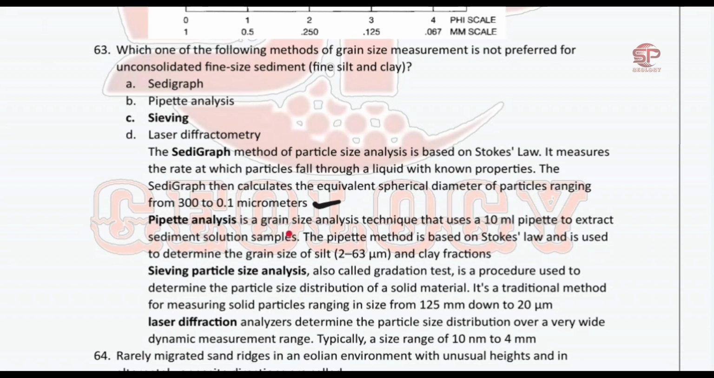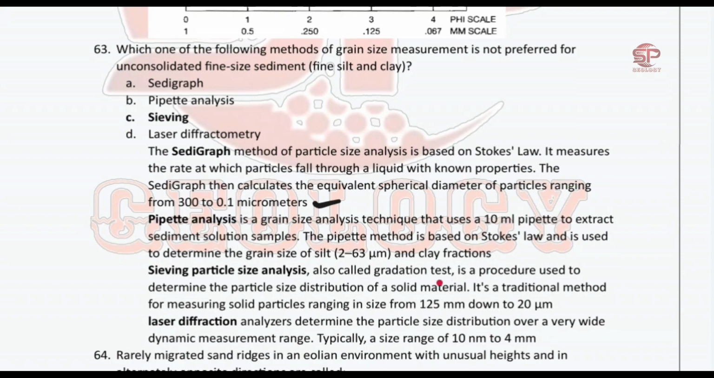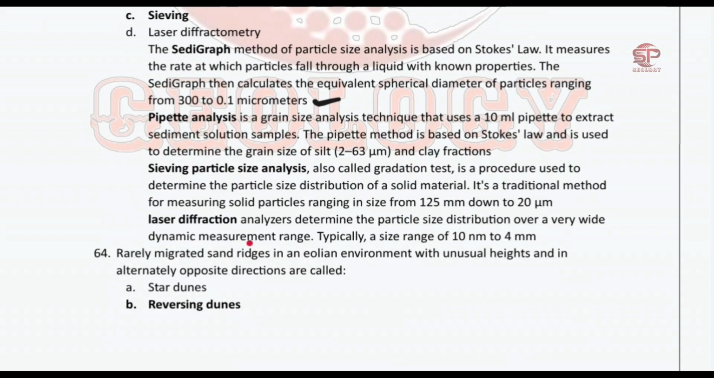Then goes to pipette analysis. It is also a grain size technique which will determine the grain size between 2 to 63 micrometer. You'll find clay and fine type of sediment easy to analyze with it. Then these two types, that is sieving and laser diffraction, both measure a greater range of sediment size. The sieving measures from 125 mm to 20 micrometer. Laser measures from 10 mm to 4 mm.